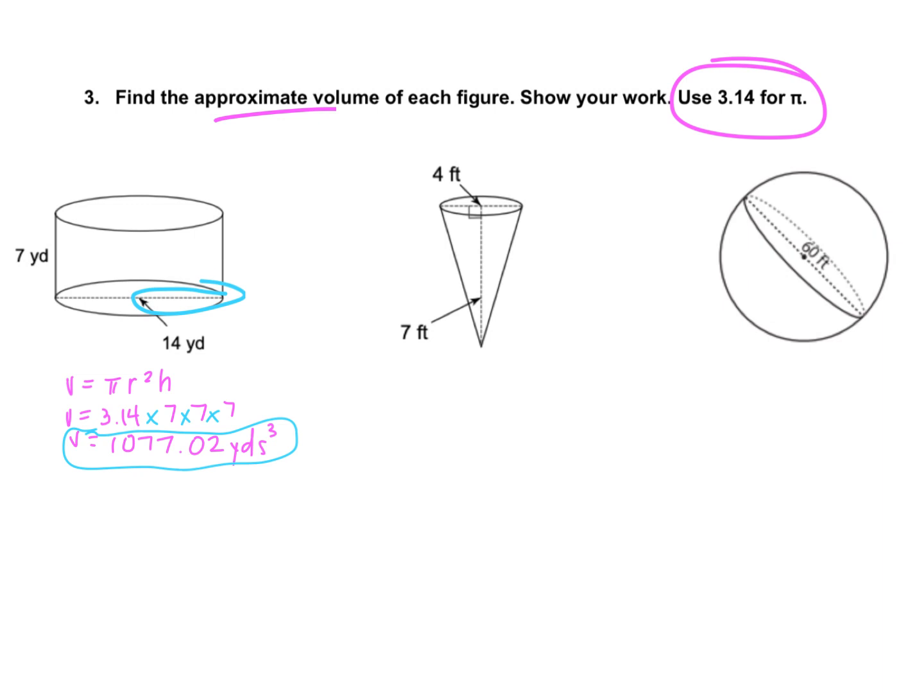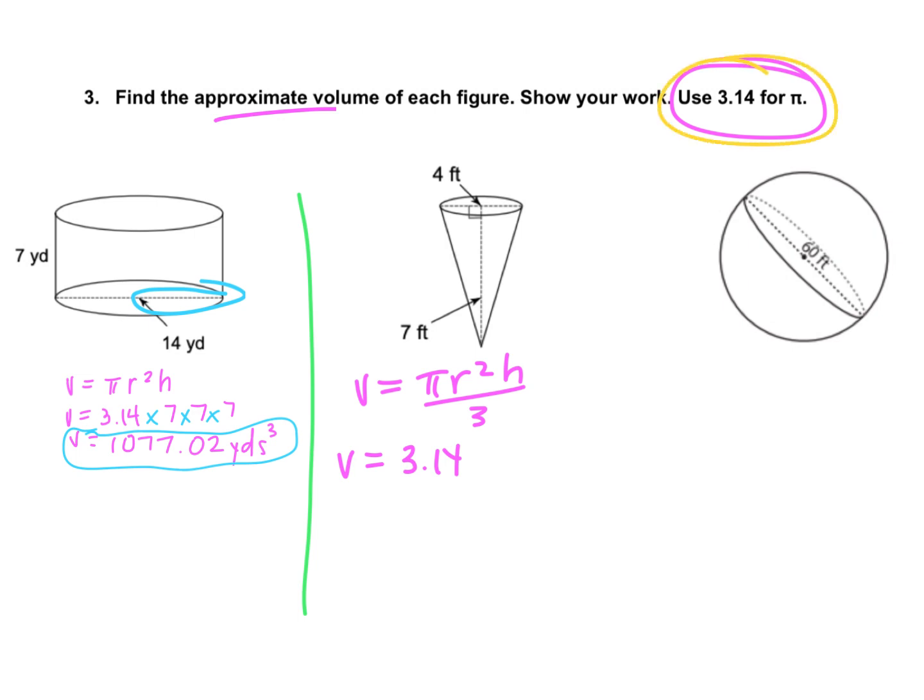Moving on to the cone. Our cone here is pi r squared h, and divide that by 3, or you can use 1/3 if that's your preference. We're going to use 3.14 for pi, like the directions say. And then we're going to times that by the radius. We need 2 of the radiuses. They did it again, they gave us the diameter. So to get the radius, we have to cut that in half.